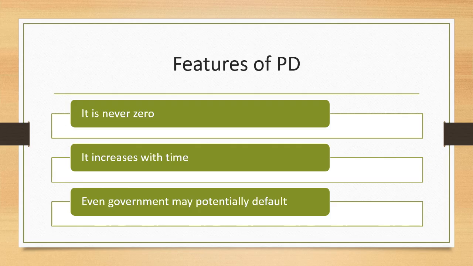I mean, if the loan has to be repaid in the next 30 days, it's easier to establish whether the borrower will default or not compared to, say, 30 years, right? And as I've already mentioned, even governments may probably default.